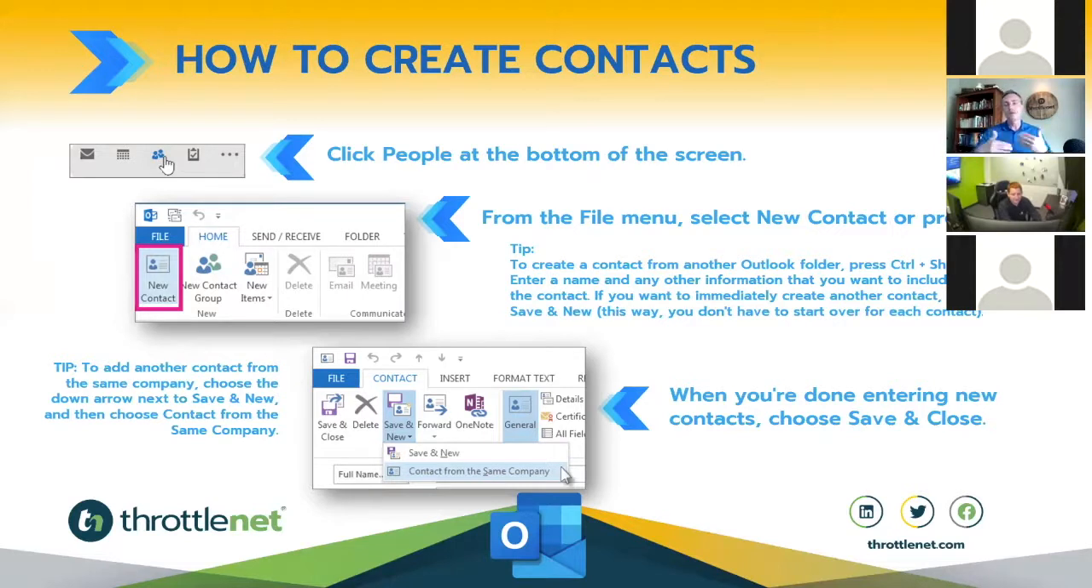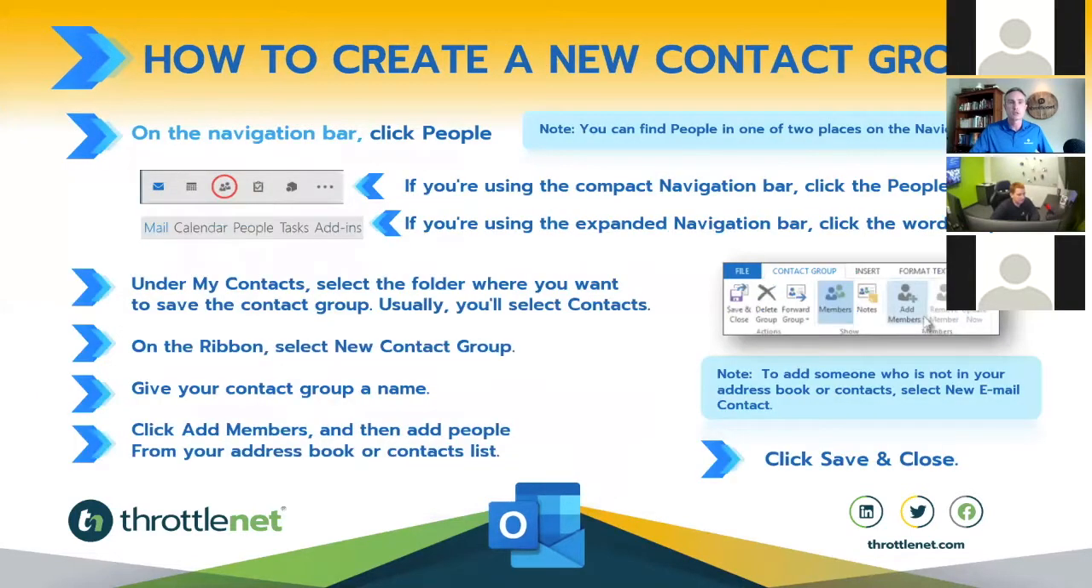Now, if it's all the same company, so say, for example, you're adding, in my case, every contact for ThrottleNet just in case I need to send them out, a real easy way to do that is to do Save & New and then choose Contact from the Same Company. So again, a very easy way of creating your contacts, but just be mindful that it doesn't automatically create one for you based on a signature. Otherwise you will need to create that for yourself to be able to then share it out with anybody outside of your organization or otherwise.